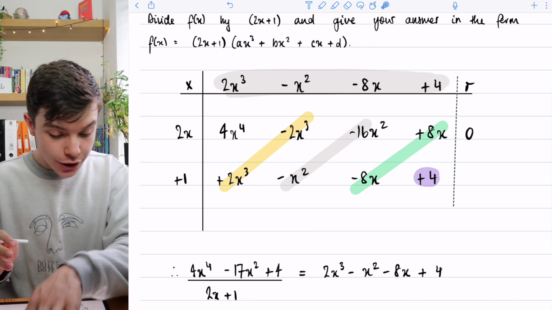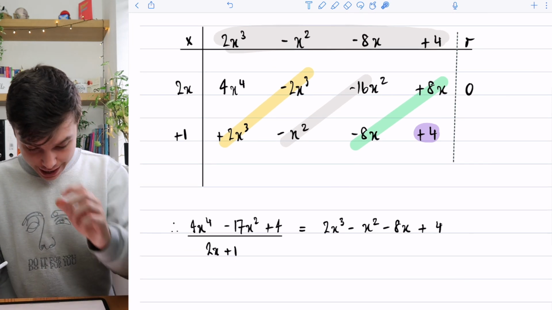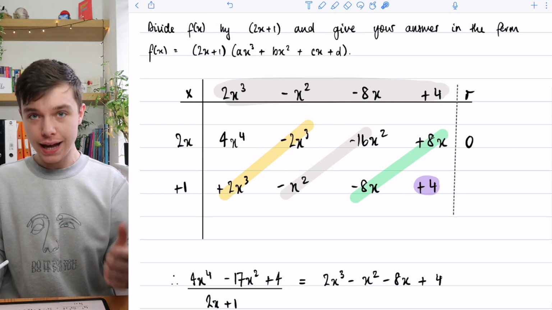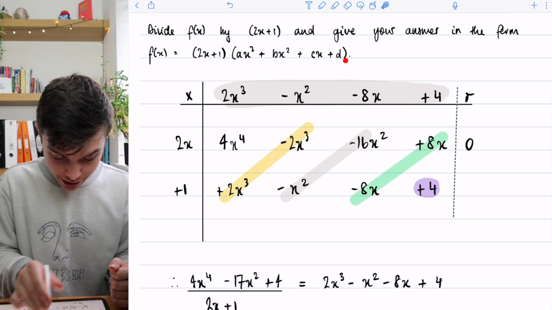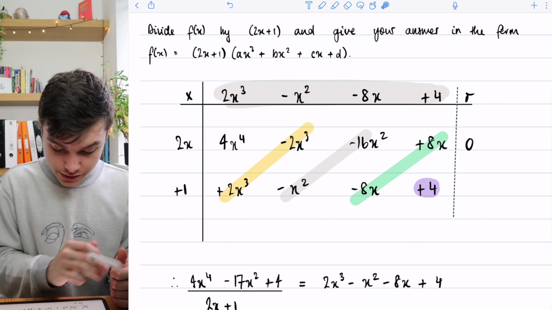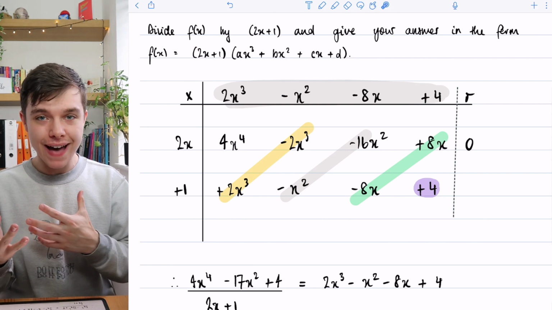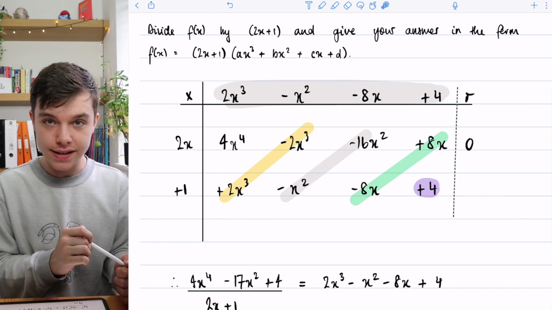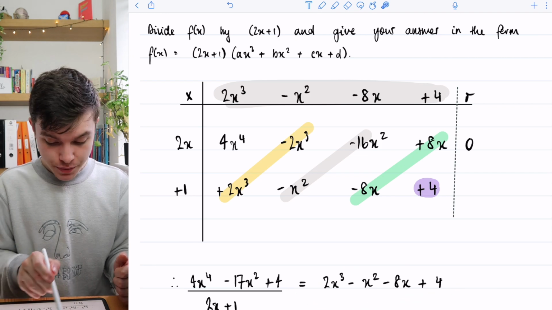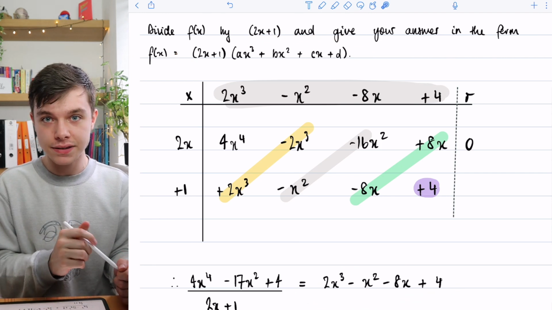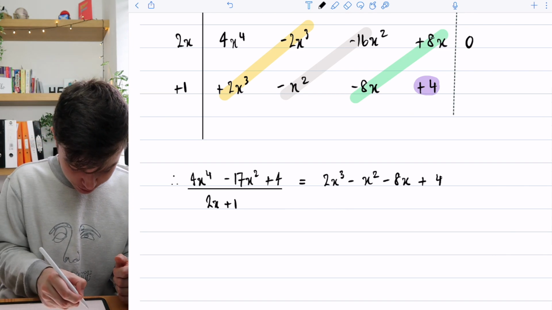So, how can we do that? Well, all I can do is just multiply up, okay? We want to give our answer as some cubic times 2x plus 1. So basically, we're wanting f of x is equal to something. Look, we've got f of x here, okay? So this is what we get when we divide. This is how we want to give our answer. So all I'm going to do is just multiply up by 2x plus 1.